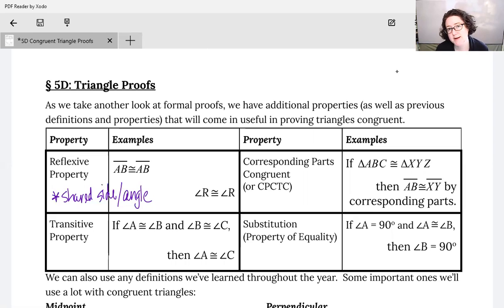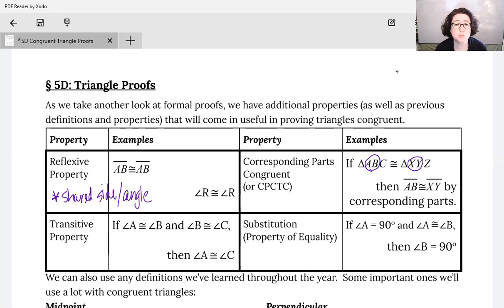Okay, next is corresponding parts are congruent. Depending on what resource you look at, if we look at any extra help videos or other resources, you might see this abbreviated as CPCTC, which basically means corresponding parts of congruent triangles are congruent. So for example, if we have triangle ABC is congruent to triangle XYZ, well then we can pick out these corresponding parts. So our AB and our XY segments, because they're corresponding pieces of the triangle, and we are already told that those triangles are congruent, then we know the segments have to be congruent. And so again, we'll see this in a couple examples today.